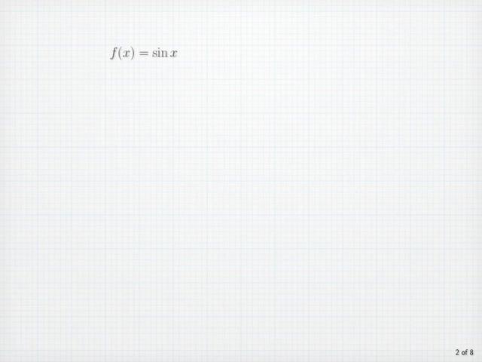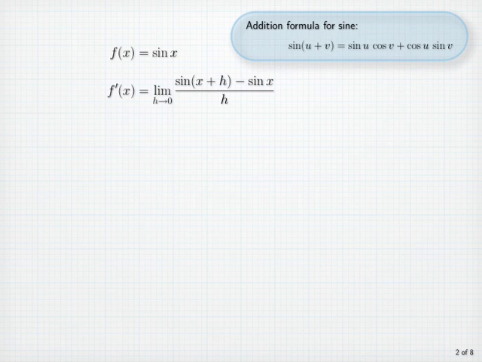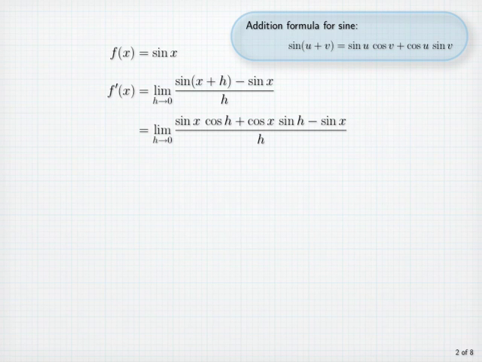Now let's see if we're right about that. Let f of x equal sine x. The definition of the derivative says that f prime of x is the limit as h goes to 0 of sine of x plus h minus sine x, divided by h. Using the addition formula for sine, we rewrite sine of x plus h as sine x times cosine h plus cosine x times sine h.